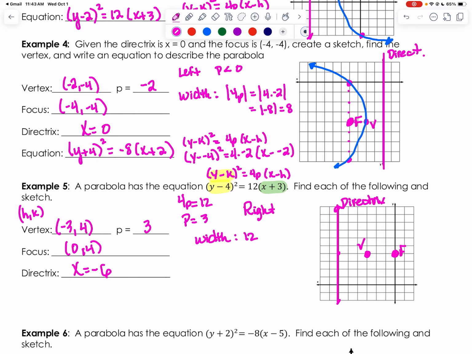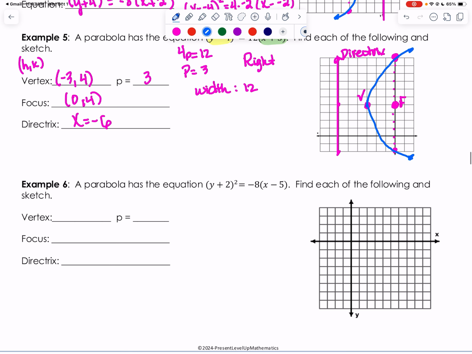Okay, now we need to sketch the width. So the width is 12. So 1, 2, 3, 4, 5, 6, and 1, 2, 3, 4, 5, 6. Now we can sketch our parabola.